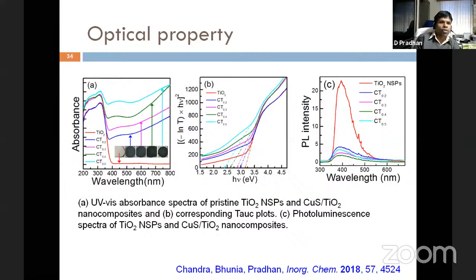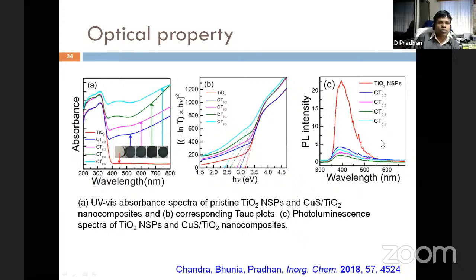And as we made the composites, the copper sulfide goes into the system and the band gap started to decrease. For copper sulfide it is less than 2.5, around 2.4 electron volts, which also matches the literature.